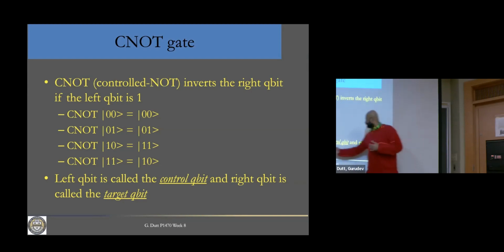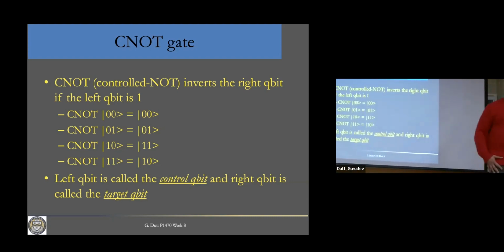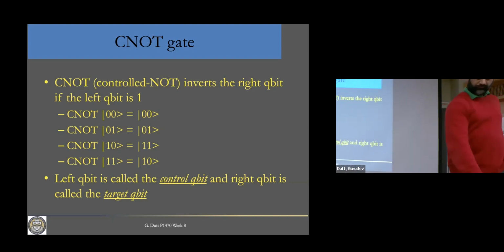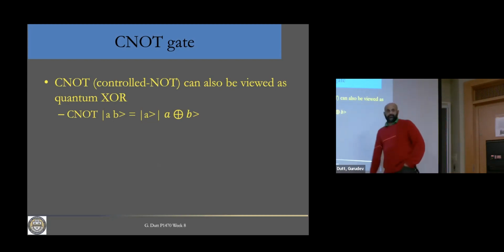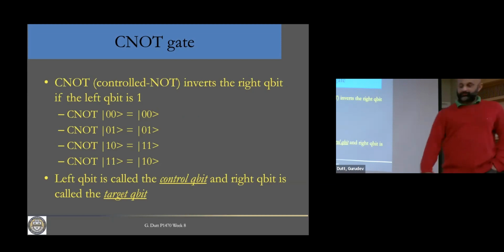So the other qubit, the right one, is called the target qubit. Make sense? Okay. So it's very simple to describe, very simple to write down in the basis states. We can also view it as a quantum XOR gate. Why is that? Well, look back at what we just wrote down here in this table.